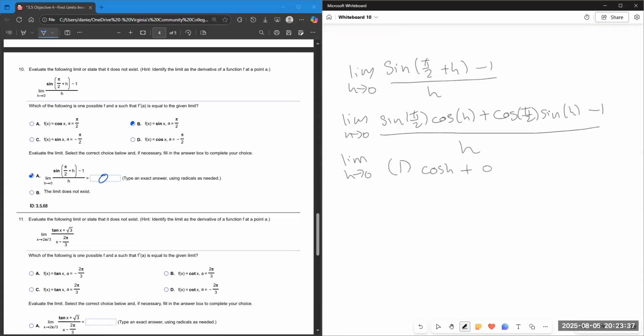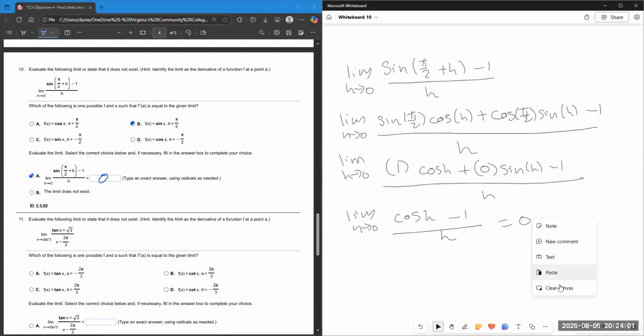Cosine of pi over 2 is 0. This is the limit as h goes to 0 of cosine of h minus 1 over h, and that's one of my special trig limits that is equal to 0.